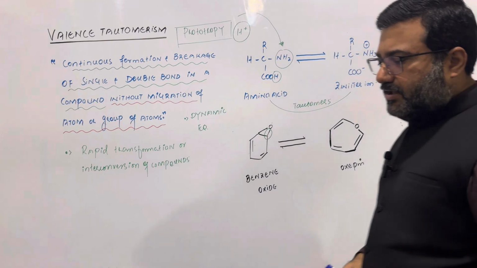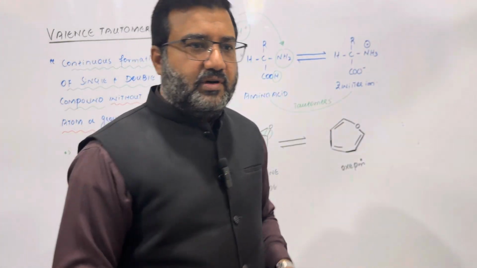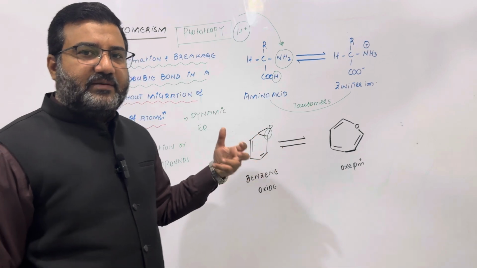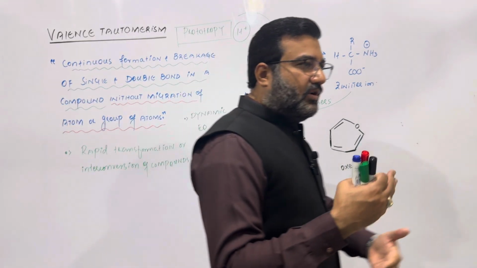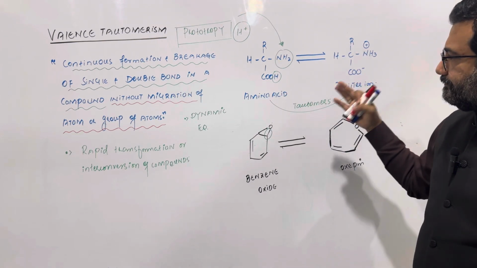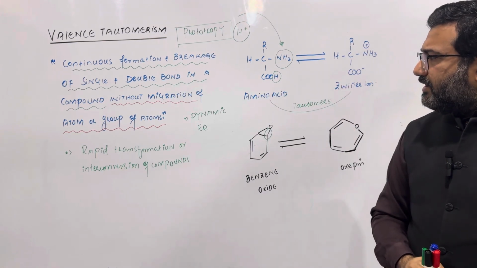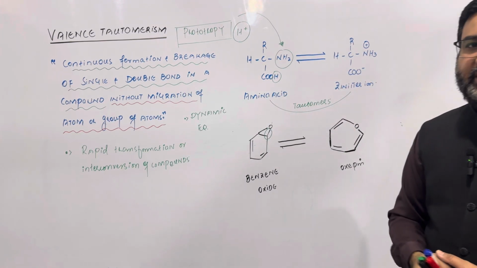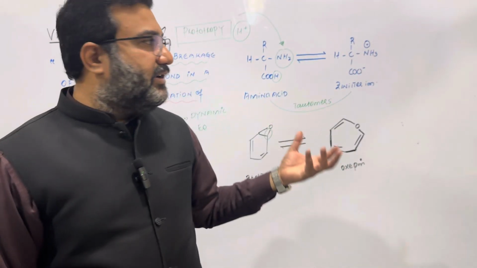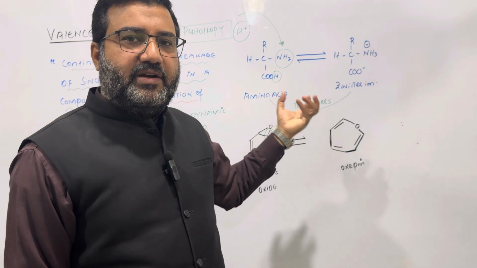And at the dynamic equilibrium, which structure will be more in the dynamic mixture depends upon the external conditions like temperature, like the solvent in which all these interconversions are taking place. So which one will be dominant totally depends upon the external conditions. I hope the idea of the valence tautomerism will be clear to you people.